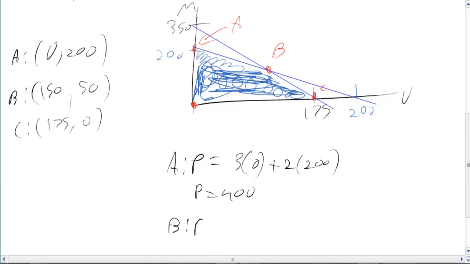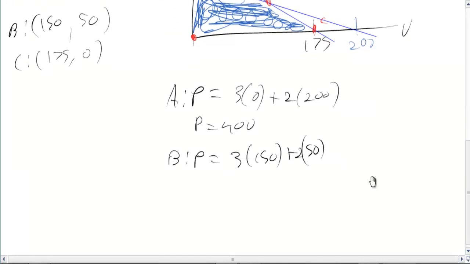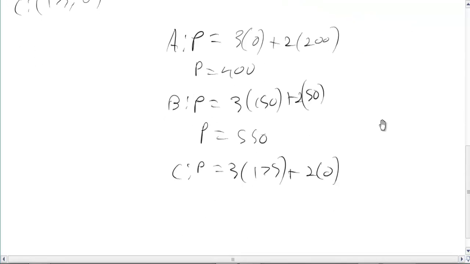B would be a profit of 3 times 150 plus 2 times 50. So that's going to give us a profit of, well, 3 times 150, that's 450 plus another 100, so that's $550. And C would give us a profit of 3 times 175 plus 2 times 0. So what's 3 times 175? That's going to give us 525. So the one that gives us the max profit is B.